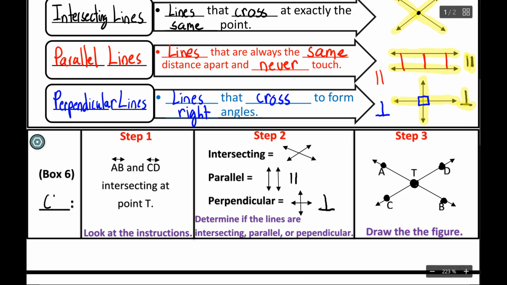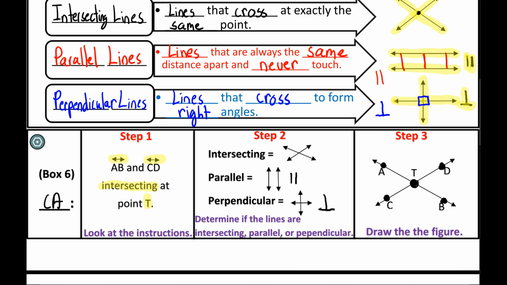Going into box 6, or critical attribute, or the main component of today's lesson, step 1. We're going to look at the instructions. The instructions right here say line AB and line CD intersecting at point T. Okay, so that's what it wants us to draw, I'm assuming. Remember, if there's a little line above it, I need to make sure that I say that part. Line AB and line CD intersecting, that's pretty important, at point T. So basically it wants us to draw that and make sure that we put the points for that, okay?